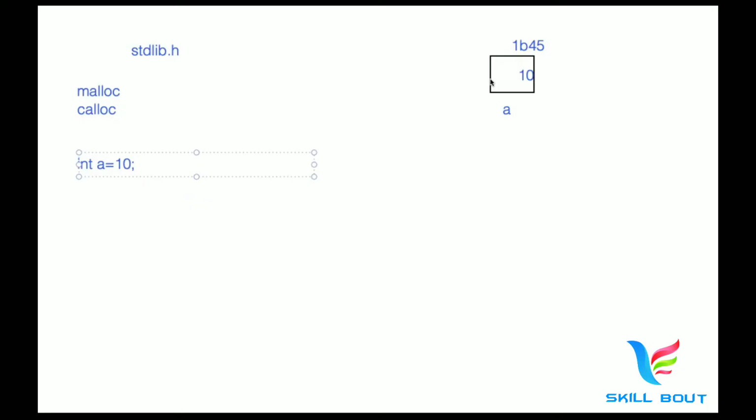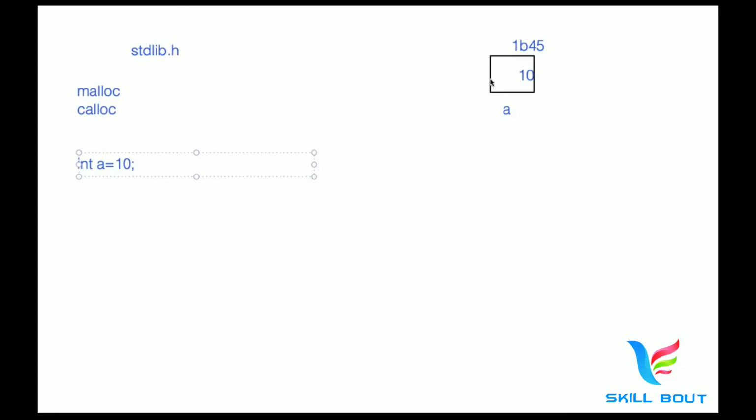So let's discuss dynamic memory allocation. In dynamic memory allocation, we have malloc and calloc, which we are going to discuss today, and realloc in the next session, as well as free.